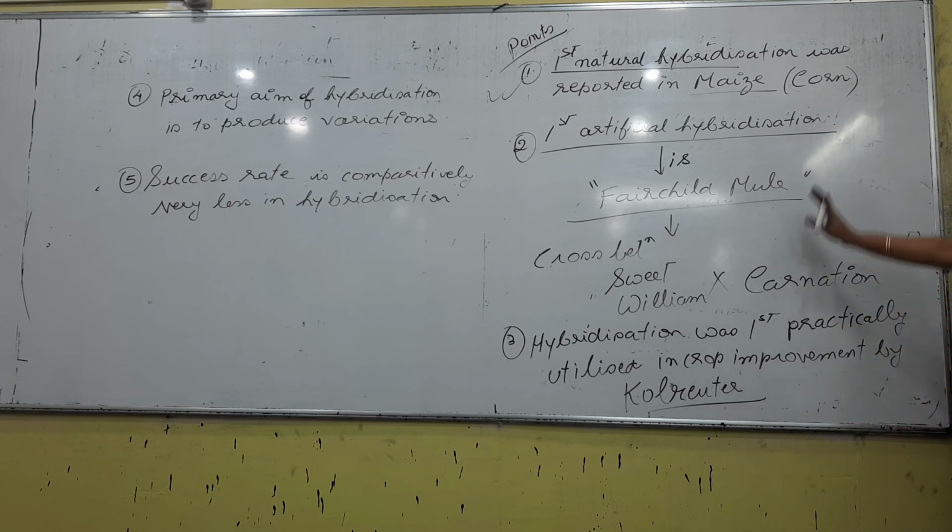Natural hybridization was first reported in maize, right? Artificial hybridization means you are doing a hybridization. The first hybridization was done upon two plants. What are the two plants? Sweet William and Carnation. The offspring that came from them, the name of that offspring is Fairchild Mule. So what was the first artificial hybridization experiment or the first offspring? Fairchild Mule.